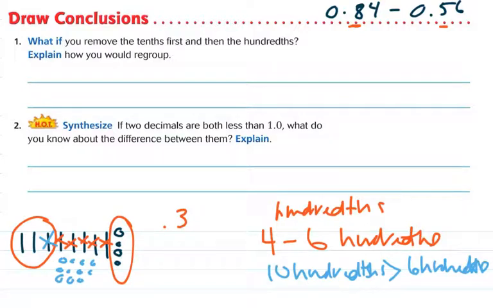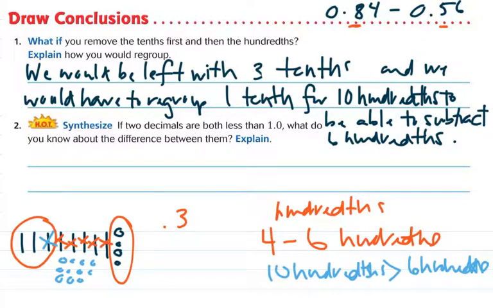So boys and girls, what you'll see is I wrote the explanation of what we would do here. I said we would be left with 3 tenths, and we would have to regroup 1 tenth for 10 hundredths to be able to subtract the 6 hundredths. Either way you do it, boys and girls, you would get the same answer, but that's how we would do it if we subtracted the tenths first.